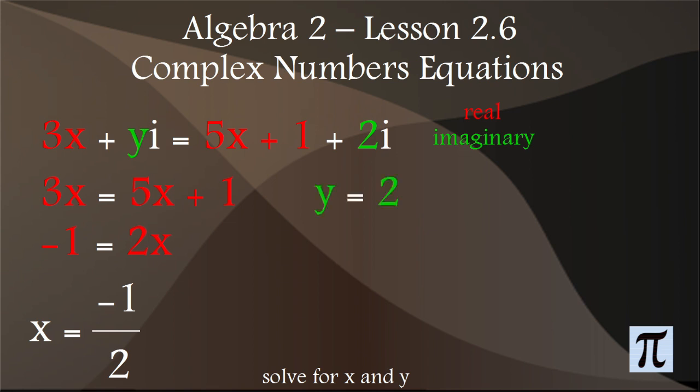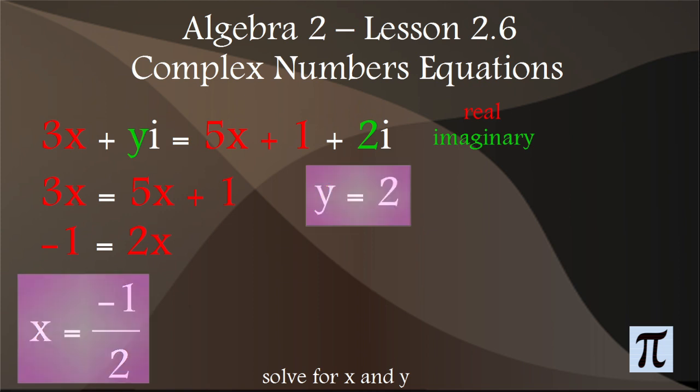If we look at just the imaginary parts, y must equal 2. So we've already solved for y. By separating the equation into its real and imaginary parts, we can easily solve for the two variables.